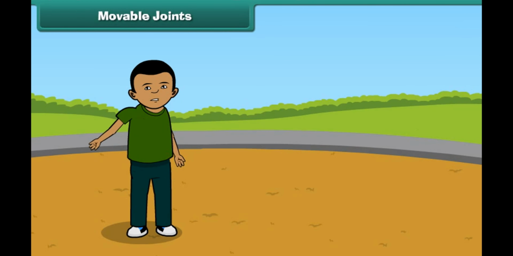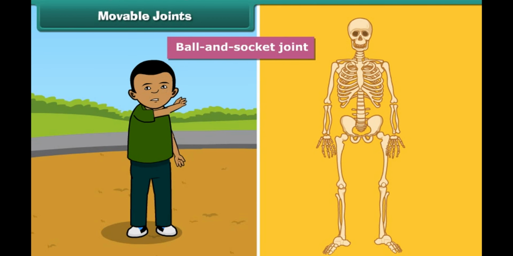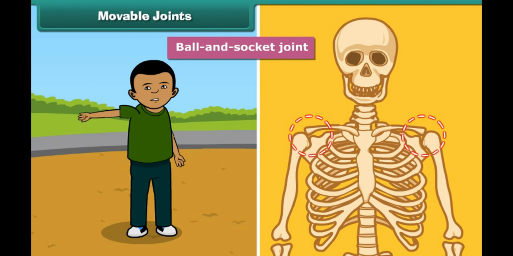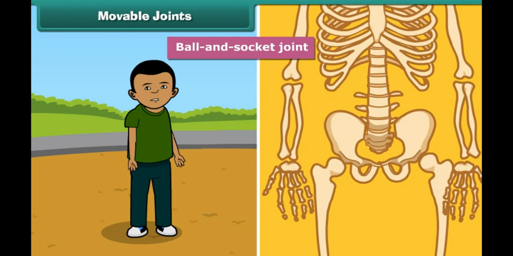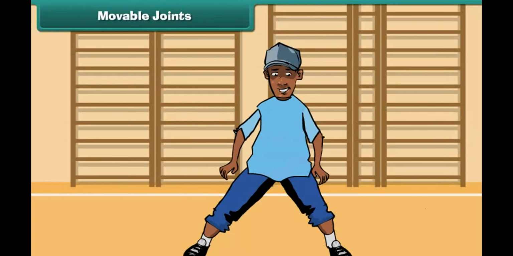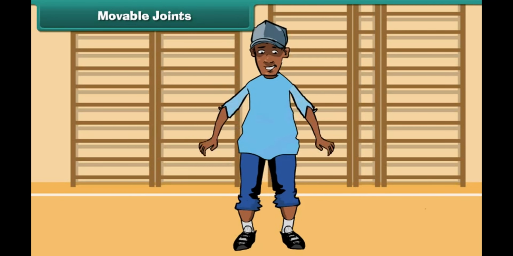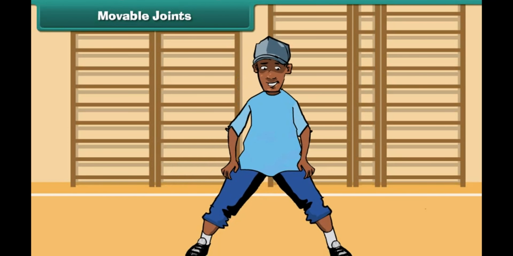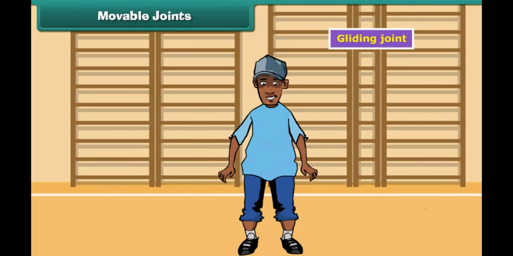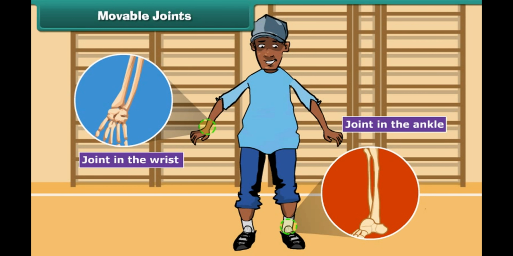The joints which join the bones to make the circular movement possible are called ball and socket joints. For example, the bone in the upper arm is fitted to the bone in the shoulder by a ball and socket joint. Similarly, the thigh bone is fitted to the hip bone by a ball and socket joint. Friends, have you ever noticed that we can move our hands and our feet in different ways? The joints which allow such movements are called the gliding joints. Joints in the wrist and the ankle are examples of these joints.